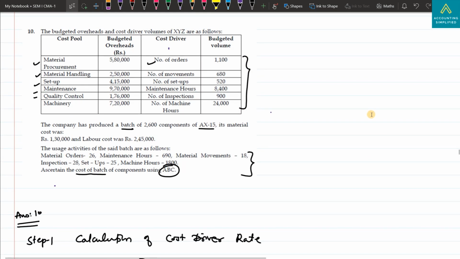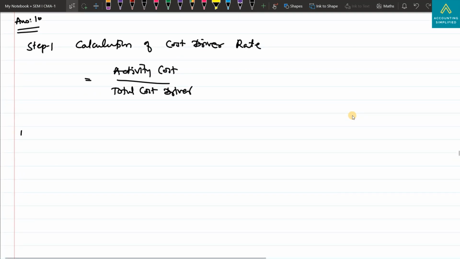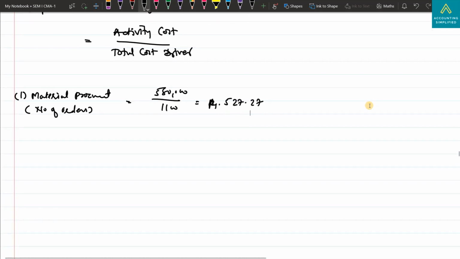And along with me you calculate. I am writing this by looking at the pamphlet. So first cost is material procurement. Write down material procurement, and material procurement is based on number of orders, right? So total cost is 5,80,000 divided by 1100 orders. So it comes to rupees 527.27, right? Similarly, we can find out for all.